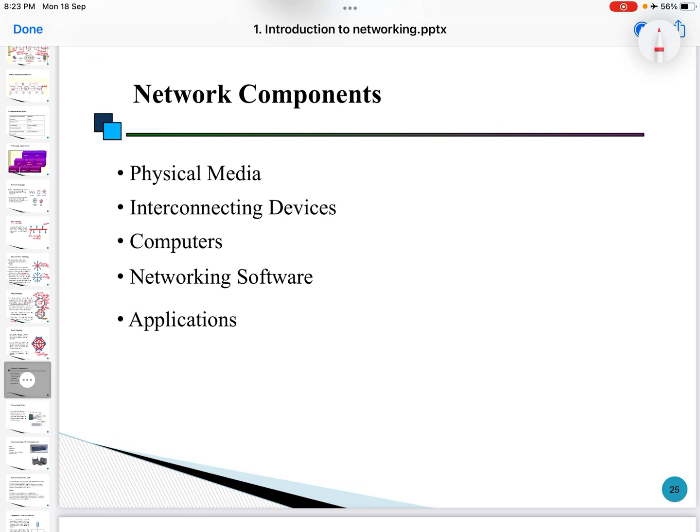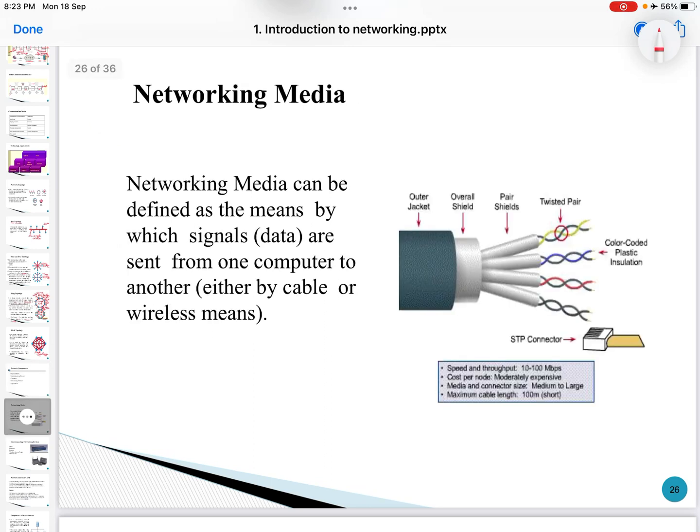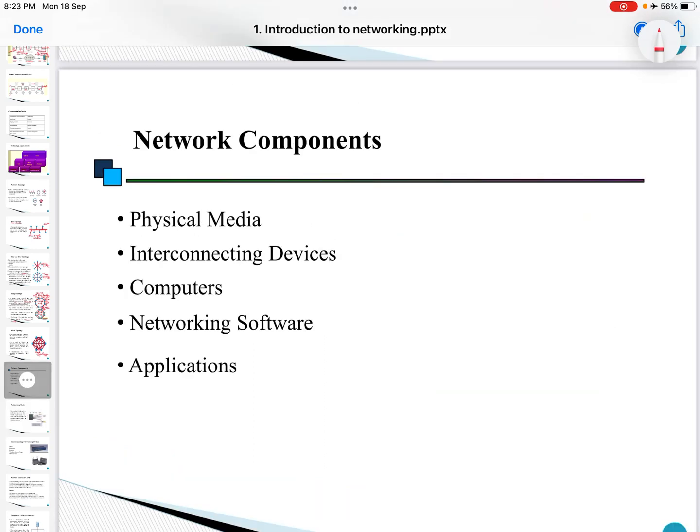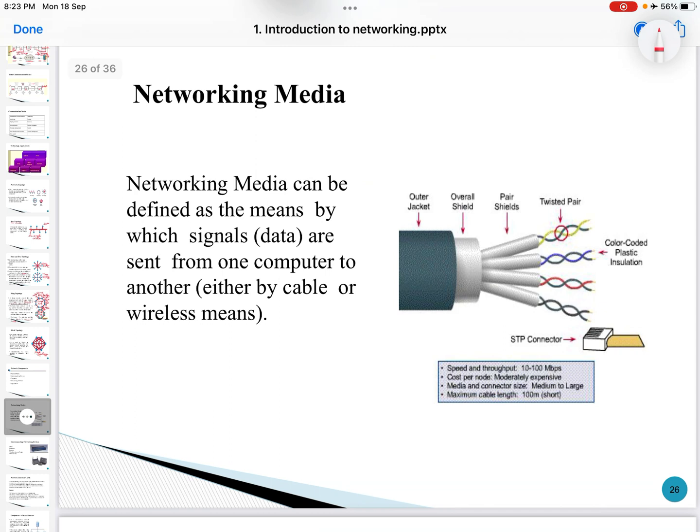Network components: physical media, interconnecting devices, computers, networking software and applications. Networking media. Networking media can be defined as the means by which signals, that is the data, are sent from one computer to another either by a cable or a wireless means. So networking media is nothing but a transmission media.